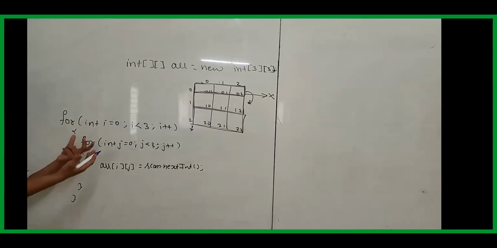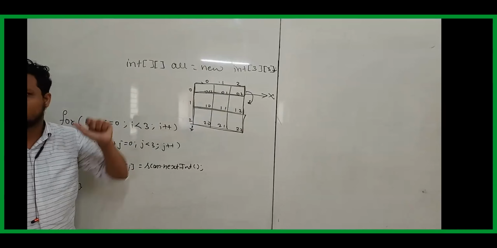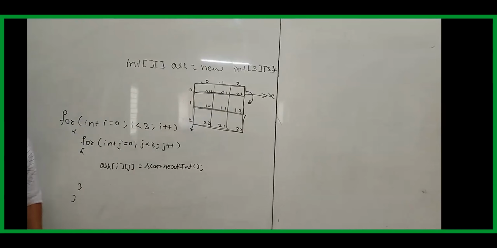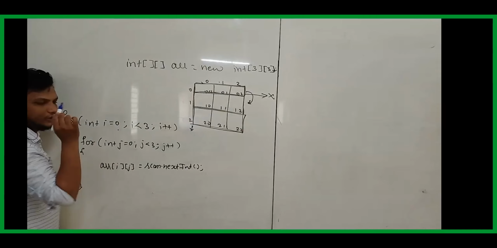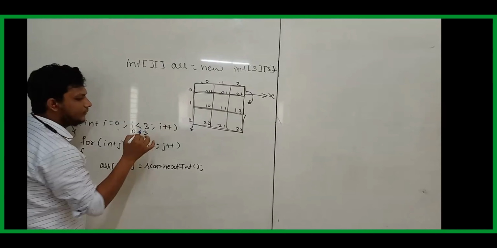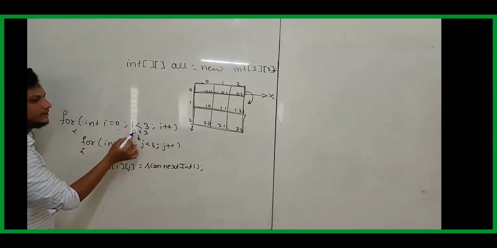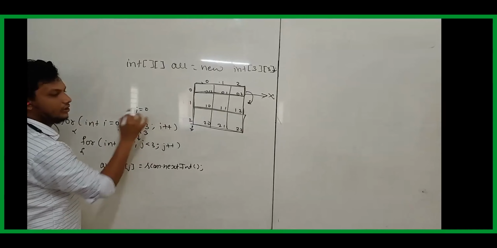Okay, now let's do the tracing of this program, and let's try to store some values. Clear? Initially, i value is equal to 0. I'll ask, is 0 less than 3? True or false? Okay, I'll come here. What is the i value now? i value is equal to 0.